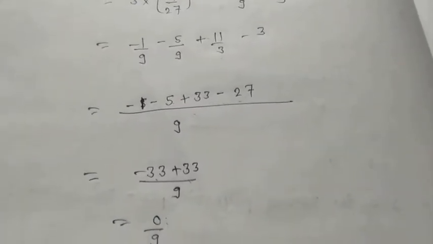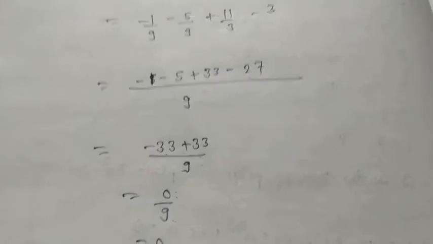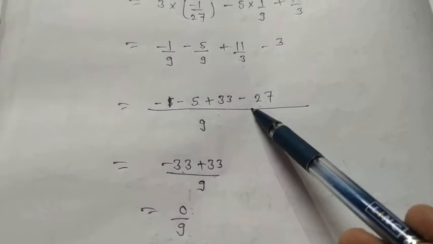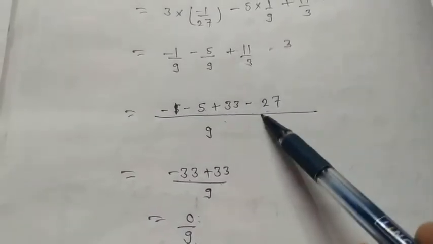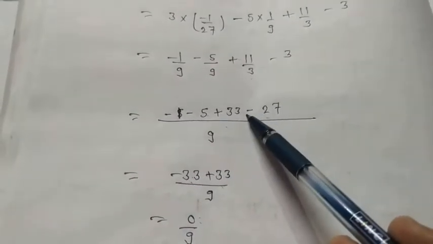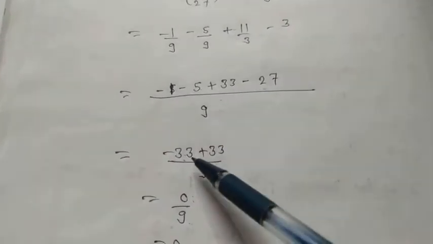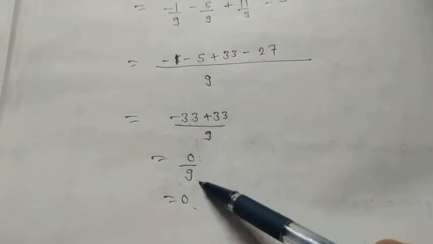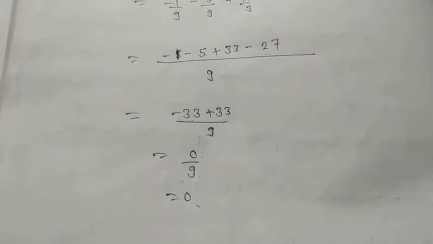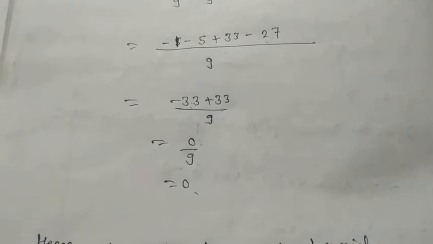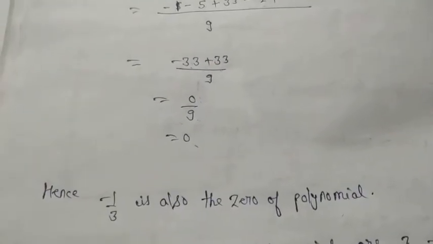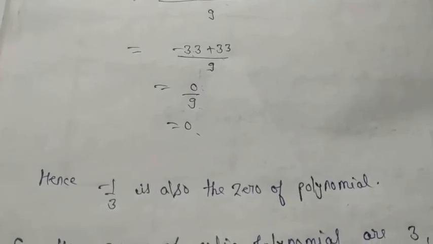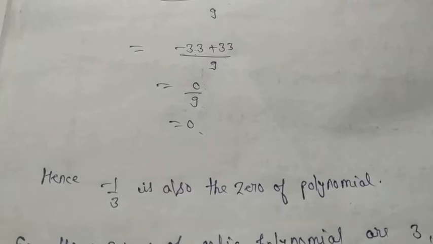It is as simple as it looks. Okay, so again same thing, minus 1, minus 5, minus 27. They all three will become minus 33, and plus 33, divided by 9, and minus 33 plus 33 will be equal to 0, and 0 by anything is equal to 0. Now you can see again, after putting minus 1 by 3, the polynomial value becomes 0. So it shows that minus 1 by 3 is also a zero of the polynomial.